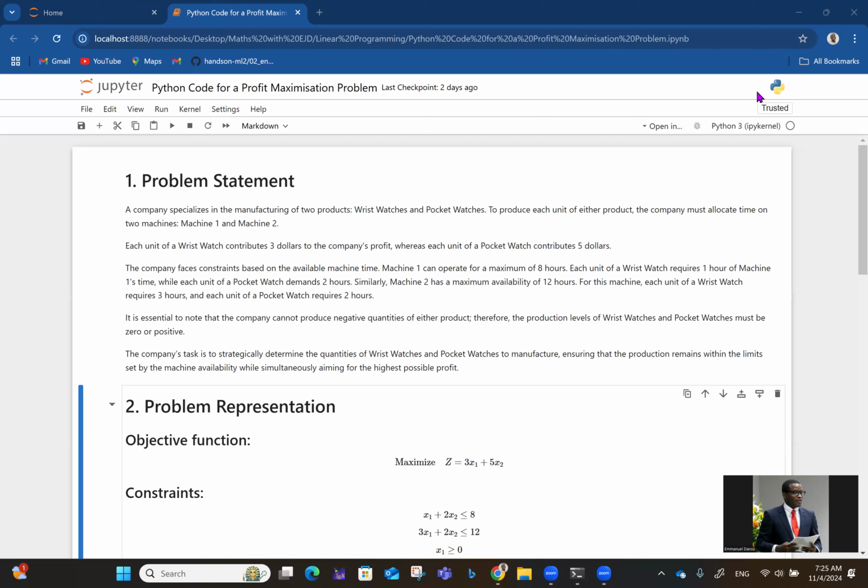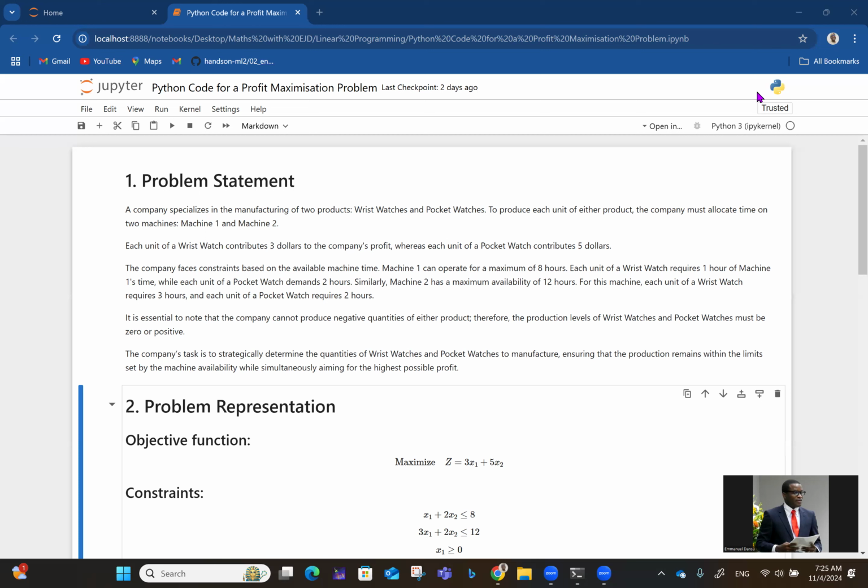Machine one can operate for a maximum of 8 hours. Each unit of a wristwatch requires 1 hour of machine one's time, while each unit of a pocket watch demands 2 hours. Similarly, Machine 2 has a maximum availability of 12 hours. So for this machine, each unit of a wristwatch requires 3 hours, and each unit of a pocket watch requires 2 hours.